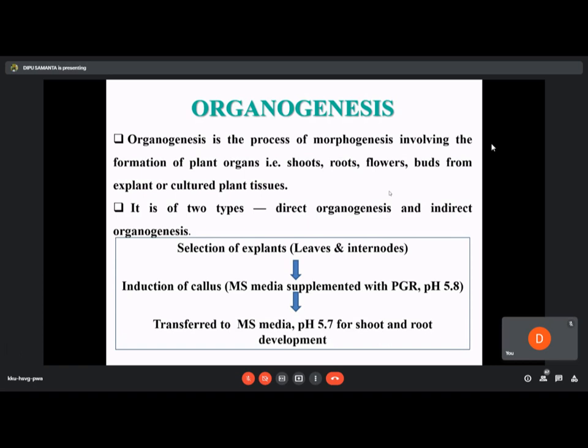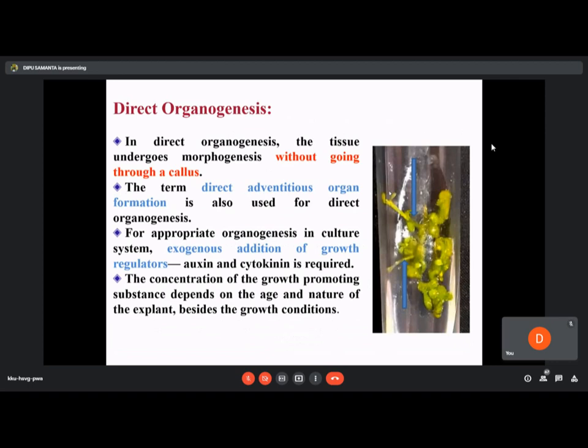Now coming to direct organogenesis. In case of direct organogenesis, the morphogenesis occurs without growing through a callus phase. The term direct adventitious organ formation is also used for direct organogenesis. Here, one thing we have to mention is that for appropriate organogenesis in a culture system, exogenous addition of some growth regulators, that is auxin and cytokinin, is required. The concentration of the growth promoting substances depends upon the age and nature of the explant we have used, besides the growth conditions.